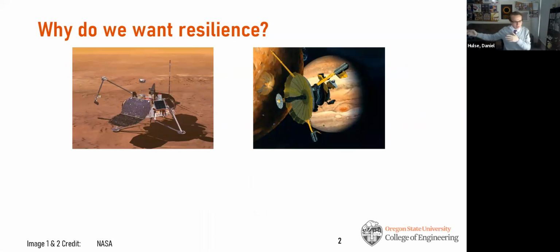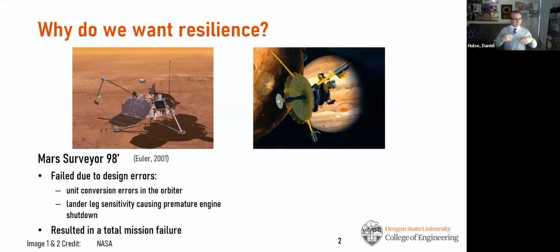To motivate this, I have two examples of NASA projects where maybe we can say the system was resilient versus non-resilient. On the left here, we have the Mars Polar Lander, which was a part of the Mars Surveyor 98 program. There were two big errors in this program. The first was that there was an orbiter which flew too low, which caused it to fail.